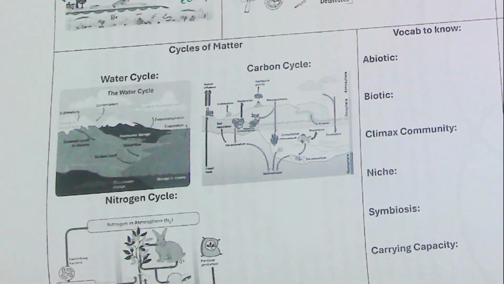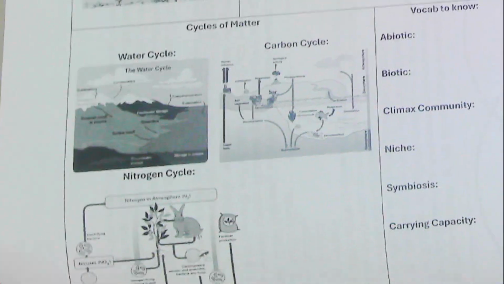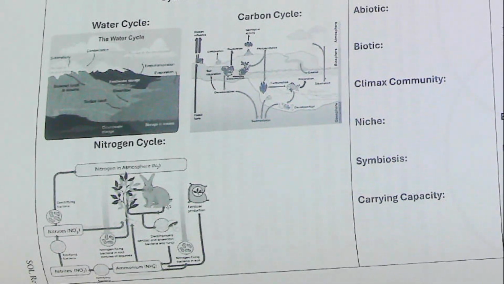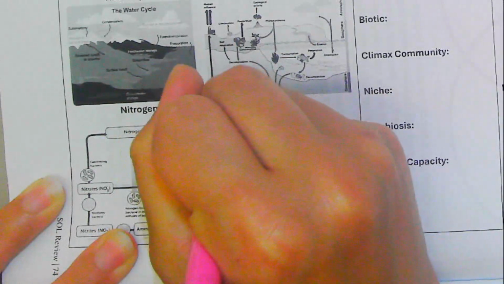Cycles of matter, you hear them called biogeochemical cycles. Basically, it's just your water cycle, carbon cycle, and nitrogen cycle. You have hopefully been doing your water cycle since elementary school, so that one you should know. I'm not going to go over your water cycle. The only one that might be new in here is going to be the thing of transpiration.